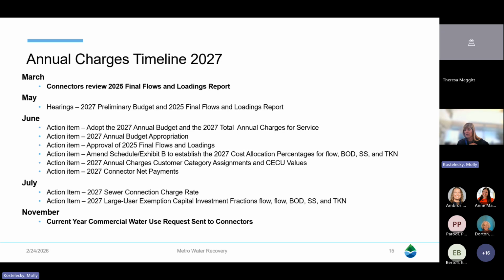we can do our calculation for annual charges allocation, because we have the prior 2 years of data already, 24 and 23. We just need to add in 25. So instead of waiting to August to do the final adoption of annual charges and that net payment amount, we actually can do that in June.